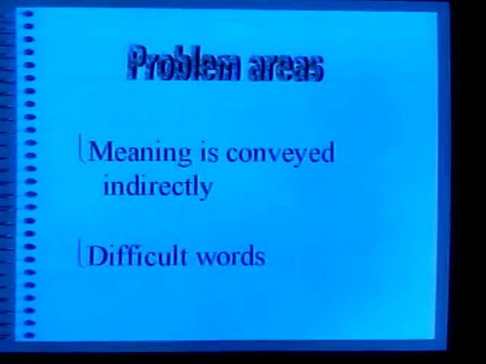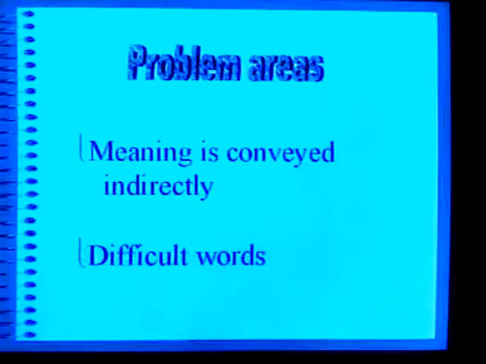We shall see now again the problem areas and why the second passage made us feel difficult to understand. The meaning is conveyed indirectly and the passage consists of difficult words for which we do not know the meaning. Hence, for better understanding of any written information, we have to tackle these two problem areas. We have to now discuss these problem areas and how to tackle them step by step.